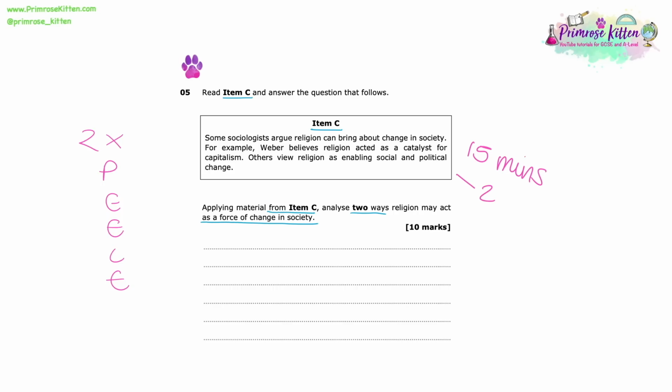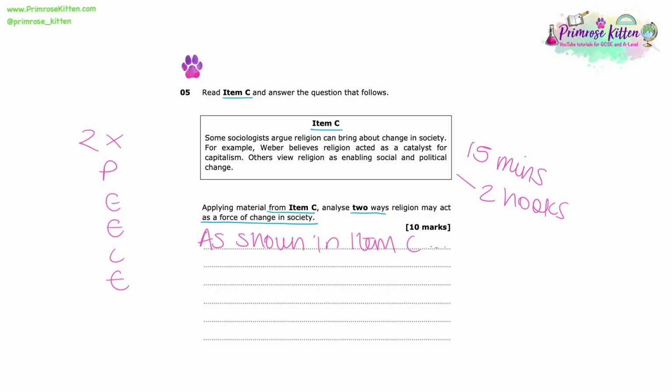So even if you can think of other ideas to argue that religion may be a force of change in society, you have to stick to the hook items within this question type to ensure that you are able to get to the top of band 2 or the very top band of 8 to 10 marks. And the best way to do that is to just make sure that both of your paragraphs start with the sentence as shown in item C, and you provide a quote specifically from the item to support that.